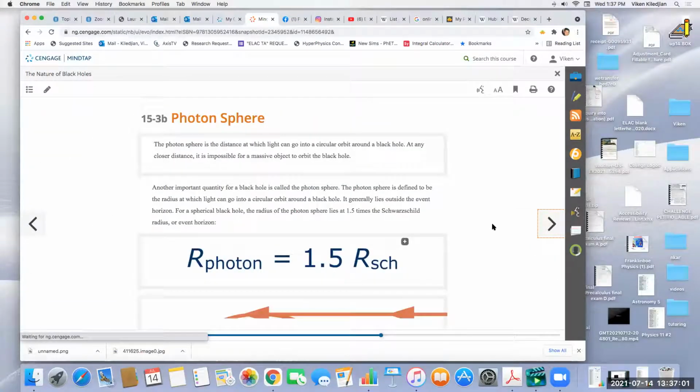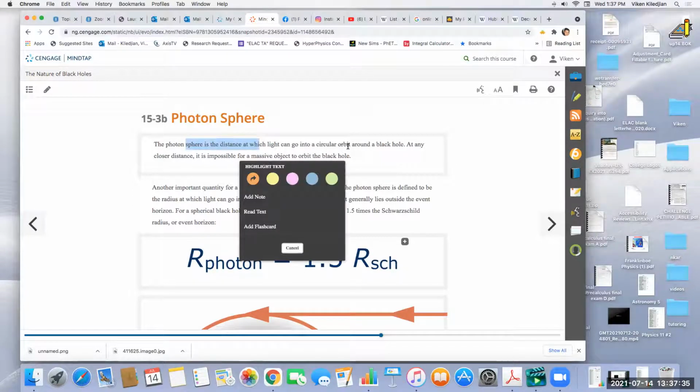Photon sphere. The photon sphere is the distance at which light can go into a circular orbit around the black hole. At any closer distance, it is impossible for a massive object to orbit the black hole. So it's saying that at any closer distance, it is impossible for a massive object to orbit a black hole. That means at the photon sphere distance, light can actually go in a circular orbit around the black hole and not be trapped, not be sucked into the black hole.